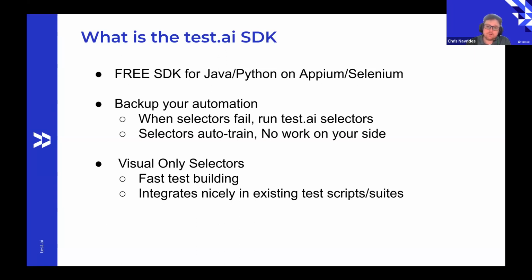And then the other aspect is we have a visual-only selector, which I showed a little GIF of earlier. What that does is, if you're building new test cases and you don't want to dig into the page source, look for what this element is, how do I make it unique, get that one, get to the next screen and continue on that way, we have a way that you can do that all through a nice web UI, which I'll show you. It also integrates very nicely into existing scripts or test suites that you may have.